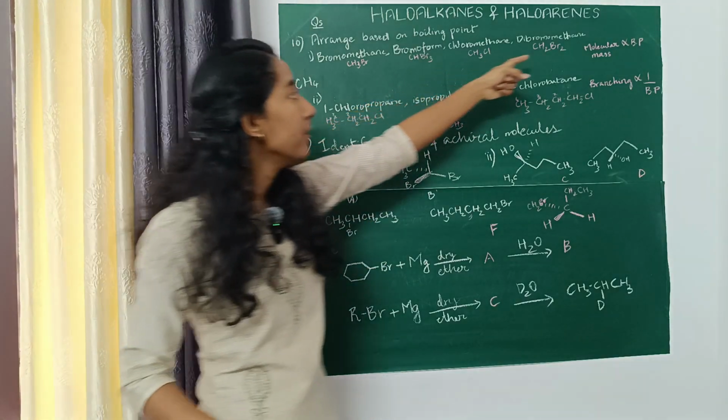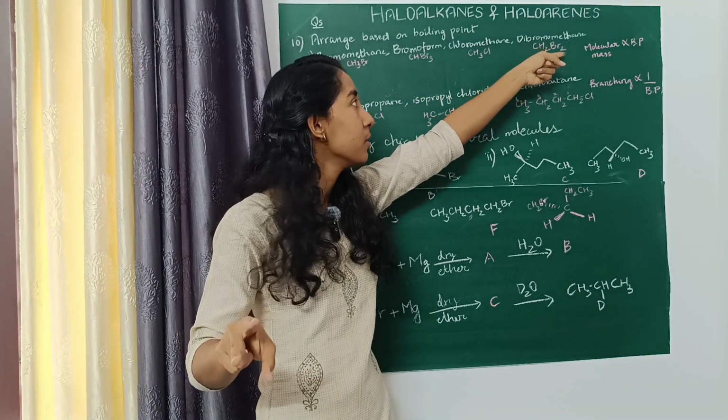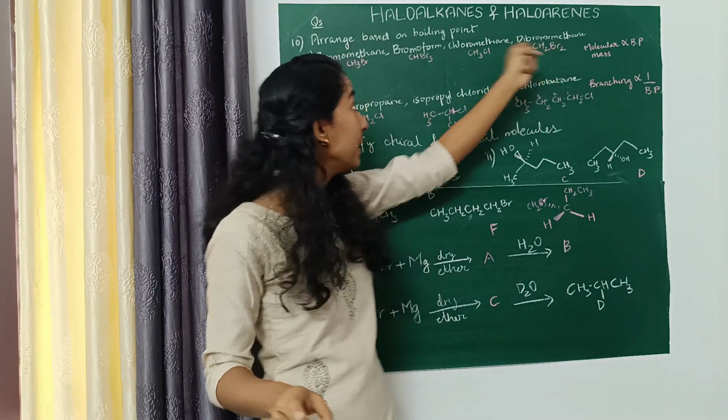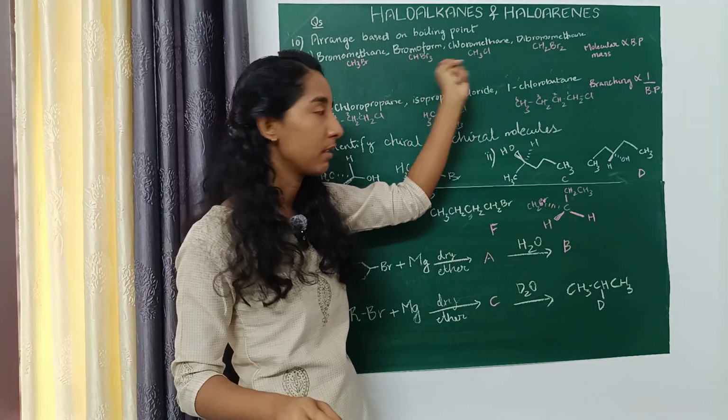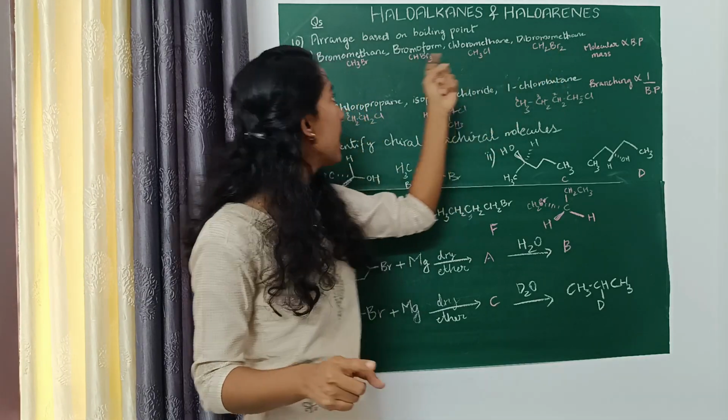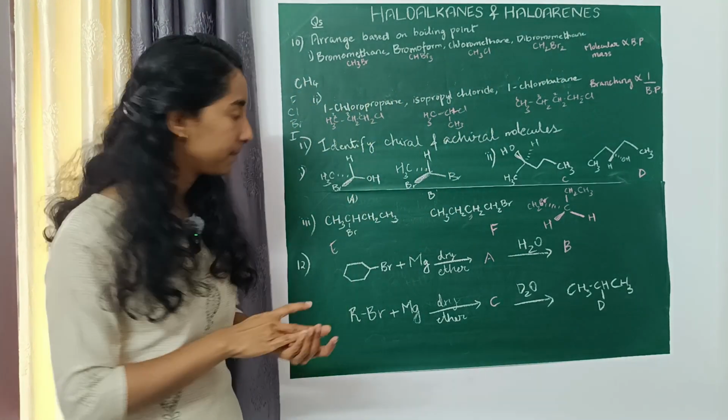Then you have another compound with 2 bromine atoms. Since there are 2 bromine atoms, it will also have a higher molecular mass, but less than that of the 3-bromine compound. So this will have a greater boiling point compared with the rest. And then this. So how do you arrange them?